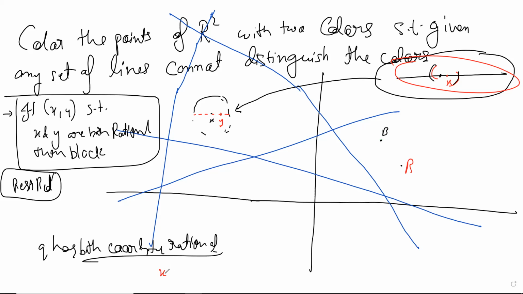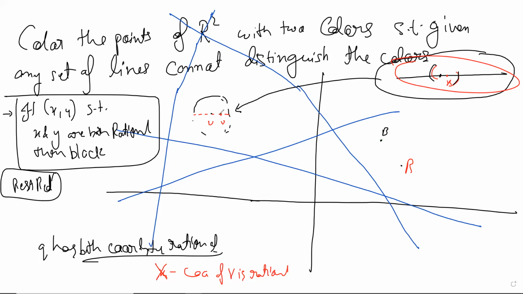The X coordinate of the point is rational. Maybe it's not a good labeling, I'll just say U and V. The X coordinate of V is rational. That is just exactly the same thing. Just forget about the Y coordinates and look at the X coordinate.